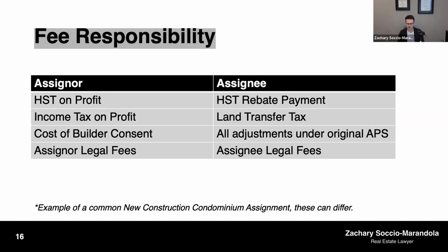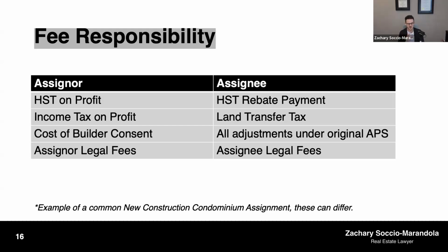So this is just a general table. It's an example of a common new construction setup. Again, it's not an absolute. These can all be changed by virtue of contract, or most of them can be. But this just gives you an idea of the fees that both the assignor, so the seller of the contract, and the assignee would be payable.